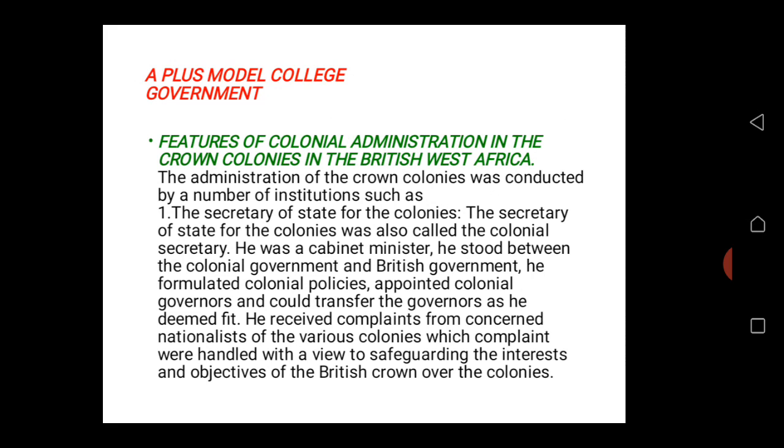Also, we have features of colonial administration in the Crown Colonies in British West Africa. The administration of the Crown Colonies was conducted by a number of institutions. Number one, you have the Secretary of State for the colony. The Secretary of State was also called the Colonial Secretary. He was a cabinet minister. He stood between the colonial government and the British government. That is, he was in between the country being colonized and the British government.